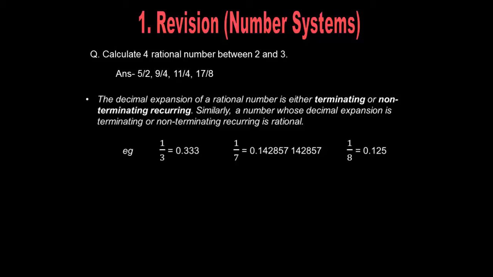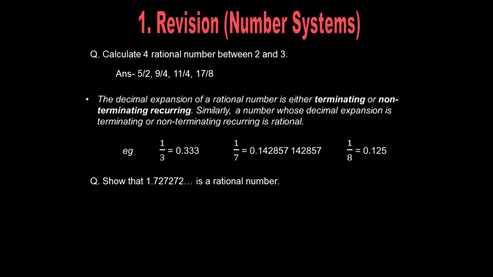After we get 0.142857, it will keep on repeating itself. So 1 by 3 and 1 by 7 both are non-terminating recurring. So a decimal expansion of a rational number is either terminating or non-terminating recurring, and converse is also true, that is, a number whose decimal expansion is terminating or non-terminating recurring is a rational number.